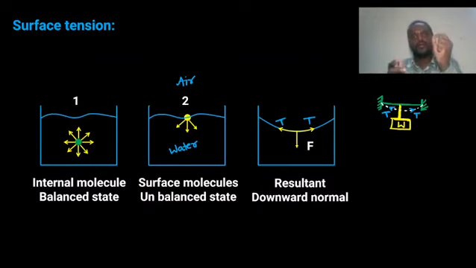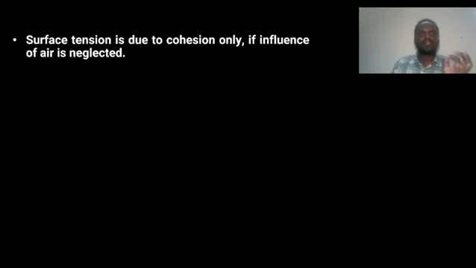It is due to intermolecular cohesion. It is an unbalanced net downward force acting along the surface. That is surface tension. Let us look at the surface tension. It is due to cohesion only, if the influence of air is neglected, at the air-water interface.